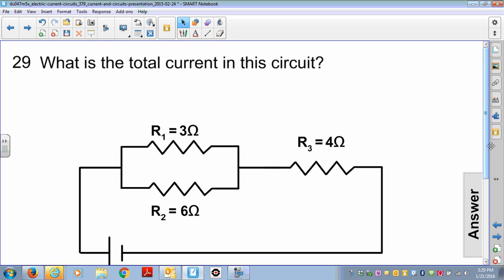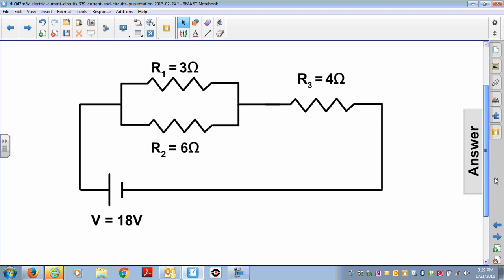What is the total current in this circuit? This is the one that you're going to need to redraw. And remember to draw your current paths before you solve this one. Go ahead and pause the video now.